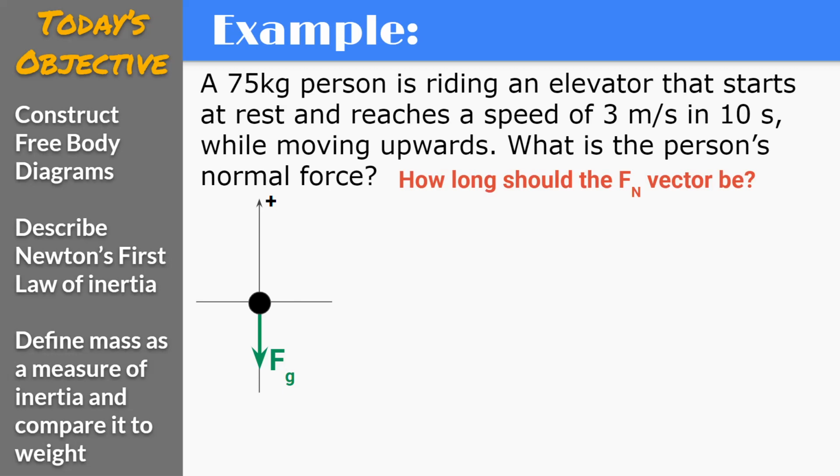But how long should I draw that vector? Should it be longer or shorter or equal to FG? How do you know that? Because it's moving. Not because it's moving. It's accelerating. Which way? Upward. It's accelerating upward because it moves from rest going up. Its acceleration is upward. It's not because it's moving upward. It's because it is accelerating upward. It's possible to be moving upward and have downward acceleration. Okay, and you would have to draw it differently then.